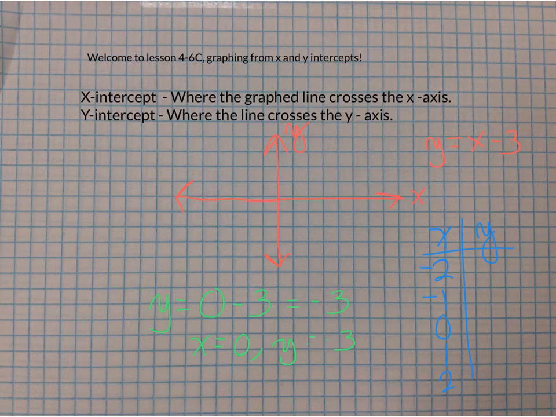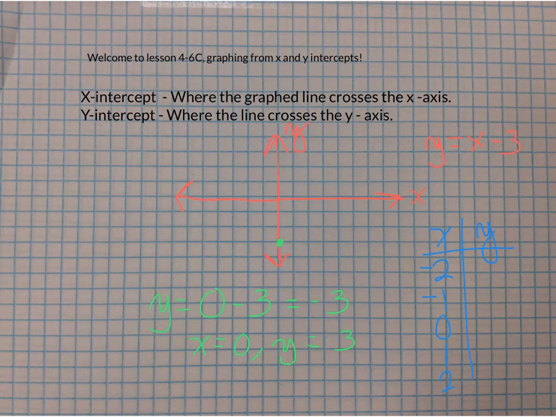So I could go ahead and plot that point on my coordinate plane. So 0, that means I wouldn't go anywhere left or right, and I would go down 1, 2, 3, and put a dot right there. Okay, that's my y-intercept. My y-intercept is -3.